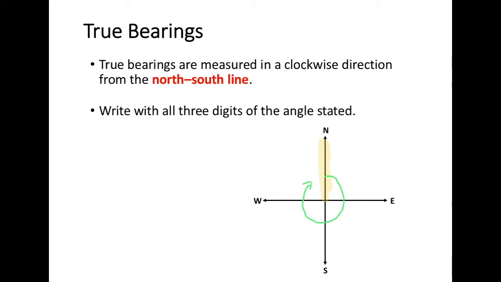When we are writing true bearings, we always use 3 digits when we are writing our angle and finishing it off with degrees and then a capital T. So for example, if the size of the angle we were measuring was 30 degrees, our true bearing would be 030 degrees true north. So remembering if it is under 100 degrees, we need to put the 0 in front. So we are maintaining 3 digits. If our angle size was 260 degrees, we'll write it as 260 degrees true north.